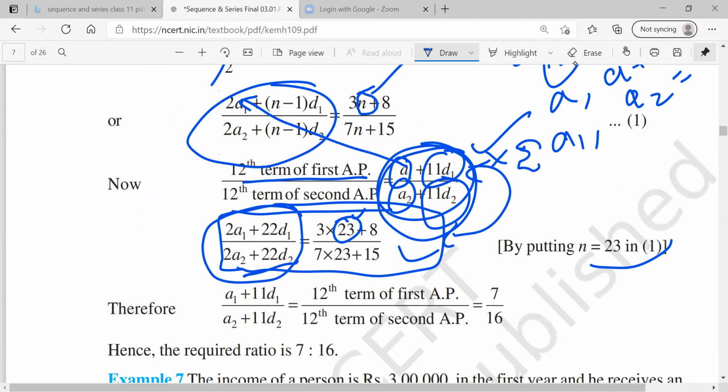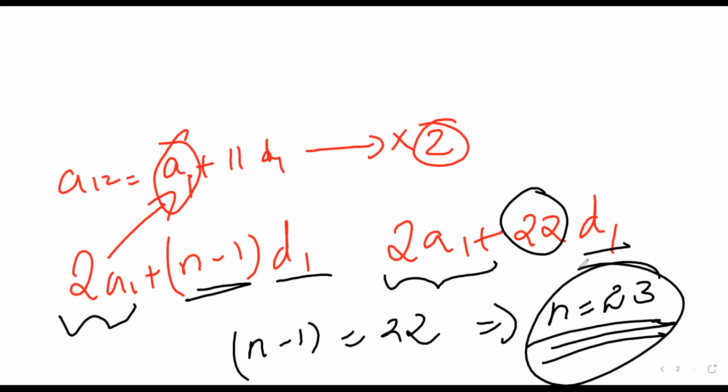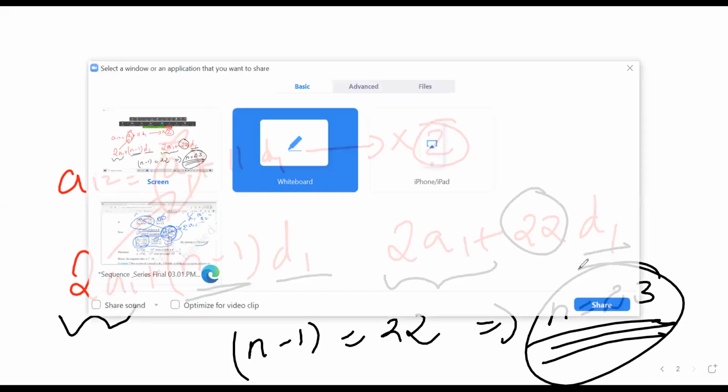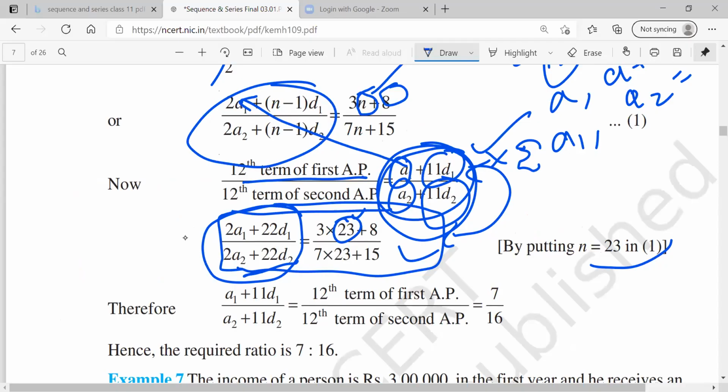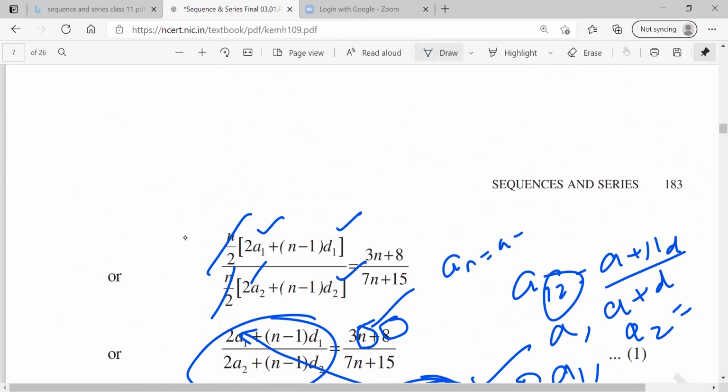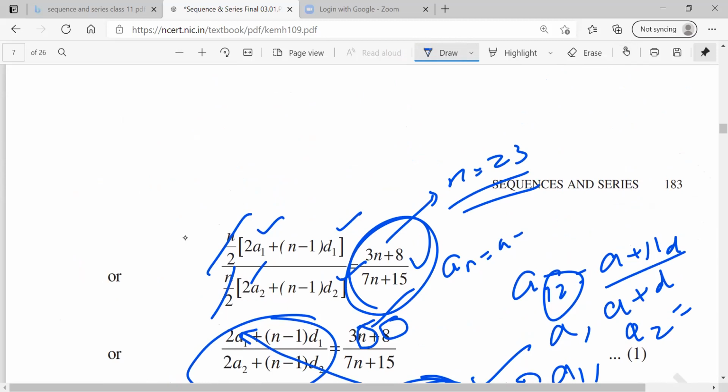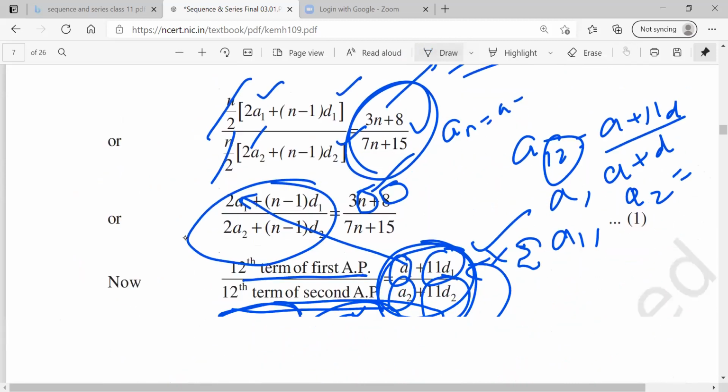If I get n is equal to 23, I can directly substitute here. I already got n is equal to 23, so I can directly substitute in the ratio value. If I substitute n is equal to 23, I'll get 3 into 23 plus 8, one value, and 7 into 23 plus 15. Where am I substituting this? In the ratio which is given in the question, 3n plus 8 over 7n plus 15. So here I'm putting the n is equal to 23 value. Correct. And I simplify it. That's it. That's my answer.